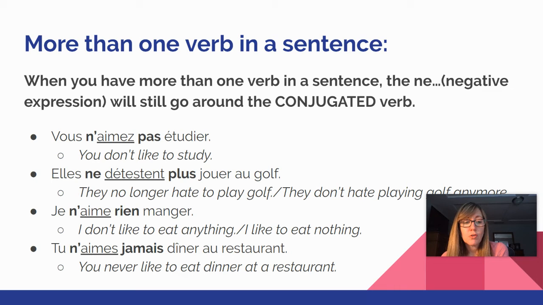Je n'aime rien manger. I don't like to eat anything. Ne before our conjugated verb and rien after our conjugated verb. And tu n'aimes jamais dîner au restaurant. Ne in front of our conjugated aimes, jamais after. And again, manger and dîner you can tell are not conjugated because they still end in er.